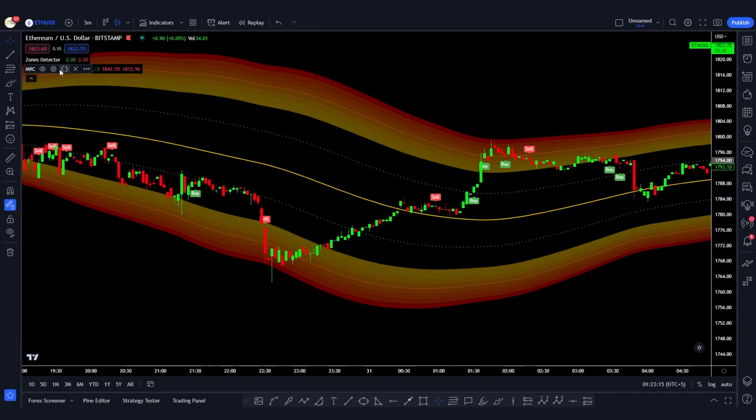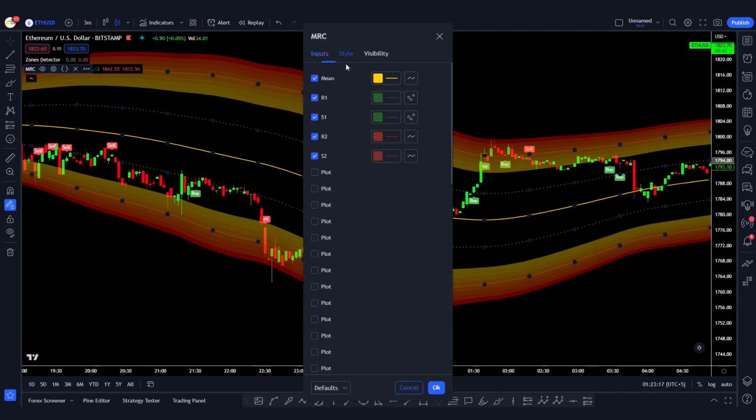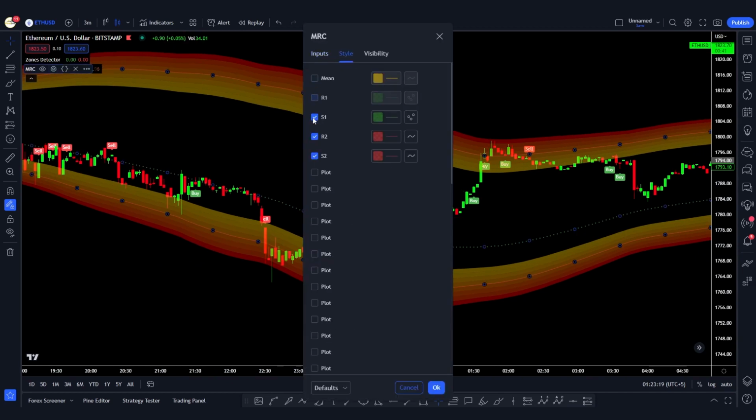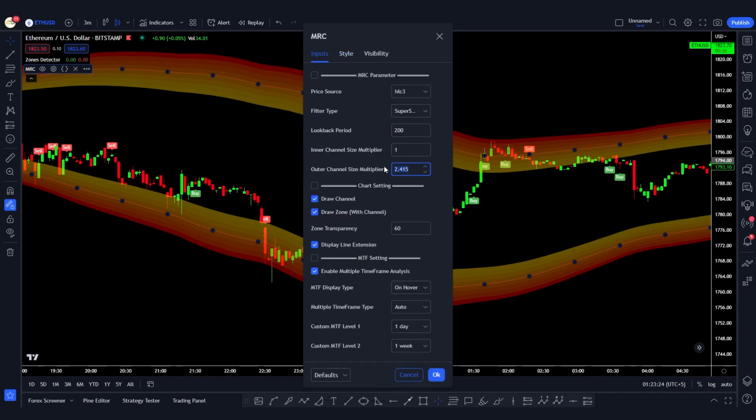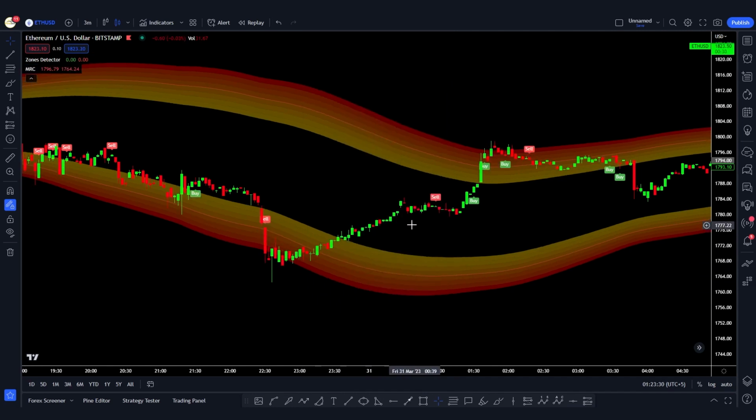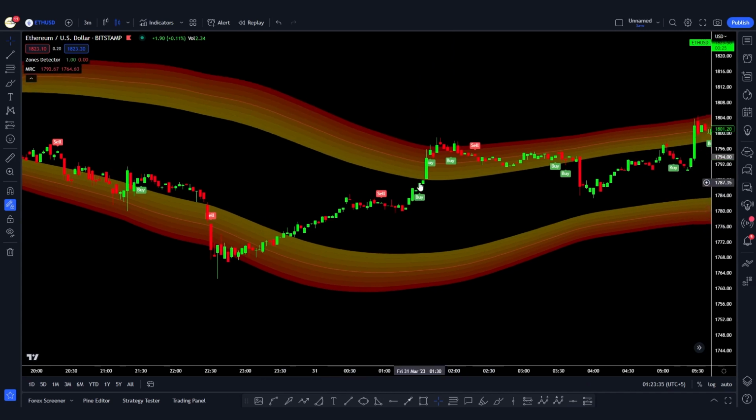So now let's go towards the indicator setting, and here we're going to turn off this mean line, the R1 and S1 line, and also in the inputs tab, we're going to change this outer channel size multiplier from 2.415 to 2. Now, once these settings are done, let's hit OK, and as you can see, the channel has become a little bit thinner. So whenever the market touches the upper band of this channel, then at this condition the market is in overbought region, and whenever the market touches this lower channel, then it is in oversold region.